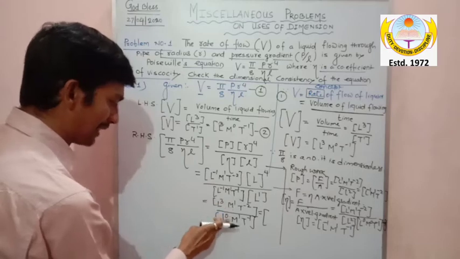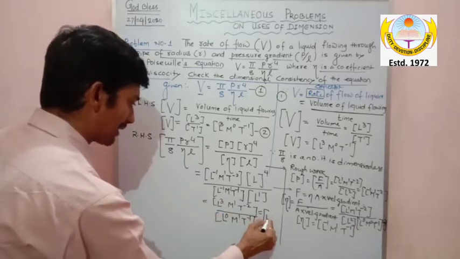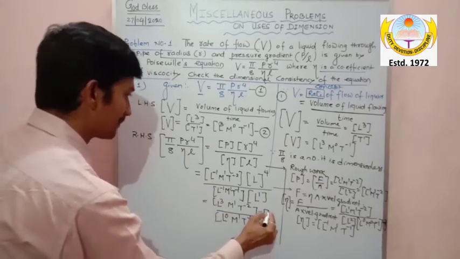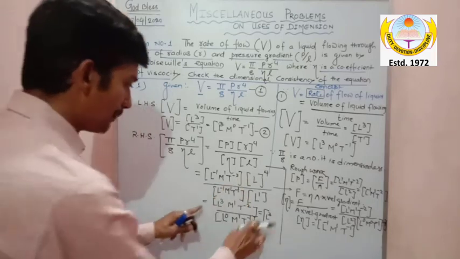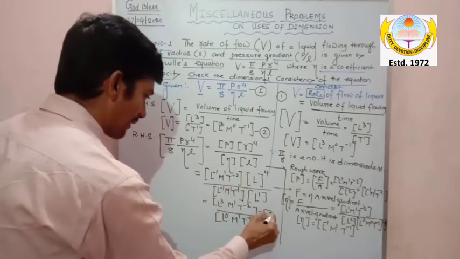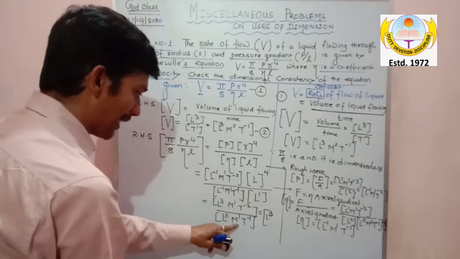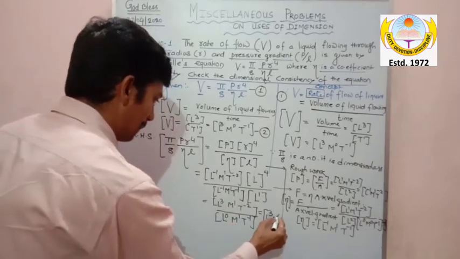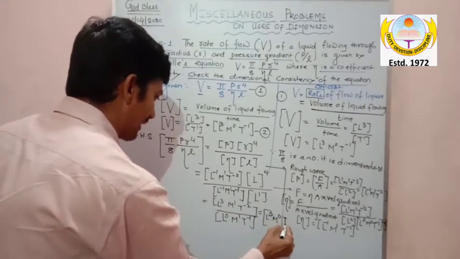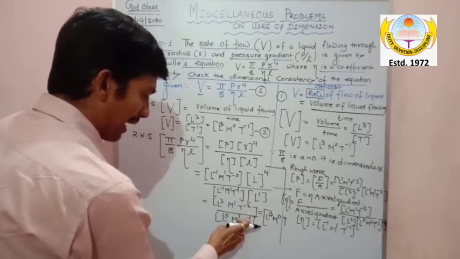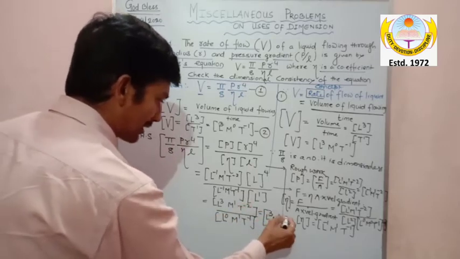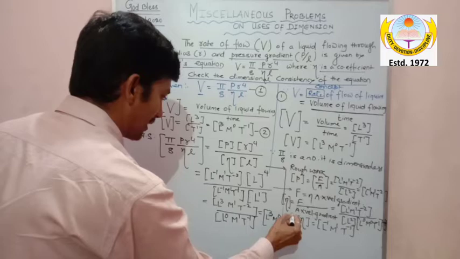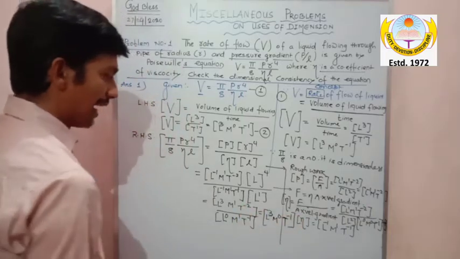This is L power 3 and this is L power 0. So the answer will be L power 3. Superb. So the answer here is L power 3. Here it is m power 1 and m power 1, so the answer will be m power 0. And here the answer is t power minus 2, and this minus 1 goes up and becomes plus 1. Minus 2 plus 1, the answer is minus 1. I hope it is clear.